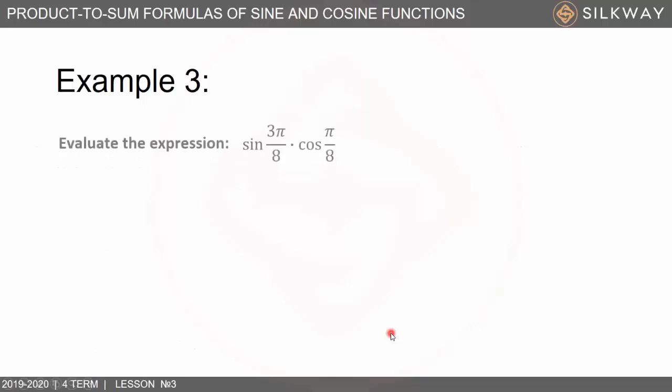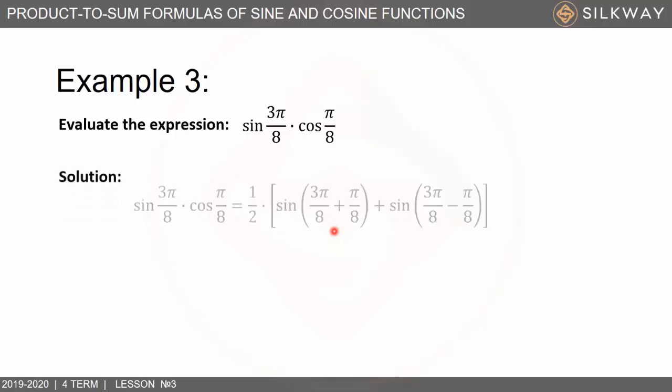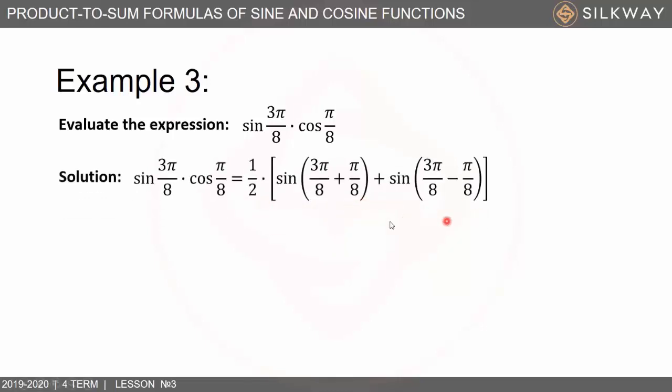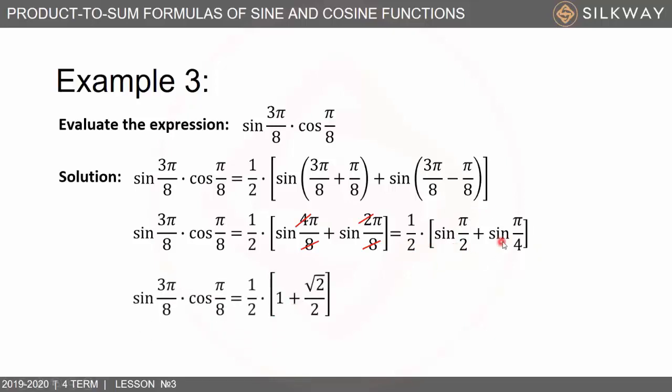Example number 3. Evaluate the expression sine 3 pi over 8 multiplied by cosine pi over 8. We use our formula, and we get this one. If we add these two terms, here will be 4 pi over 8, and then we subtract, 2 pi over 8. The 4 and 8 will be simplified, and 2 and 8 also will be simplified, and then we get this one. Sine pi over 2 will be 1, and sine pi over 4 will be root 2 over 2. And then if we multiply this by 1 over 2, we get this one.